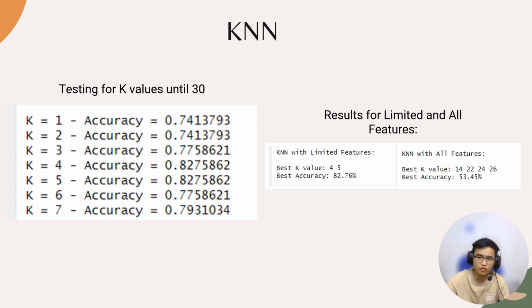And when KNN with all features is used, the best K values are 14, 22, 24, and 26, and the best accuracy score was found to be just 53.45%, which is quite low. And in conclusion, we have found that KNN using only the selected features produced the highest accuracy score of 82.76%.